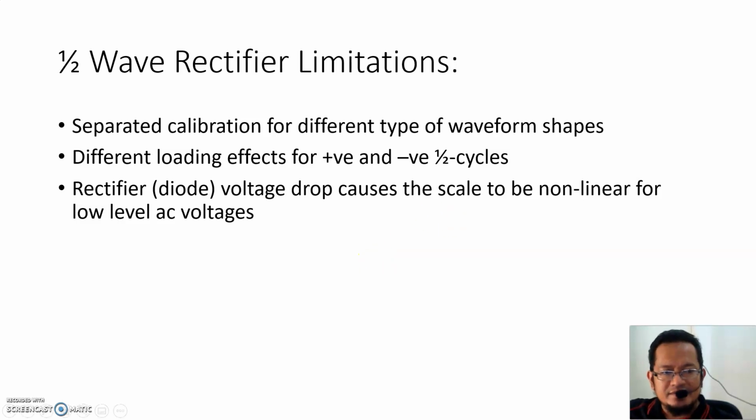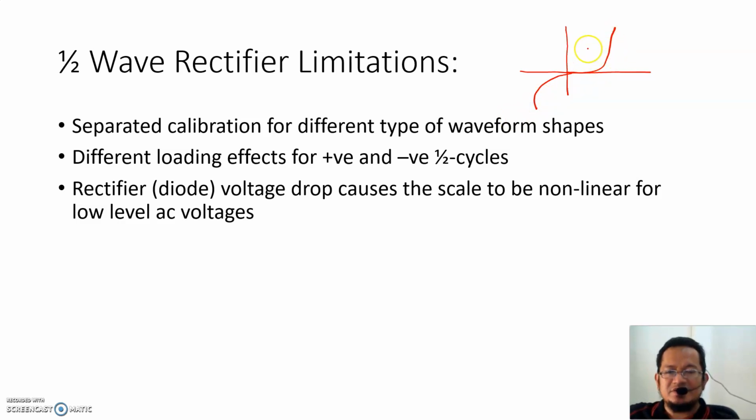If you remember the characteristic curve of the diode, it is something like this. So this is basically a non-linear kind of relationship. If you have a very low level voltage, around here, then the scale will be a bit non-linear.